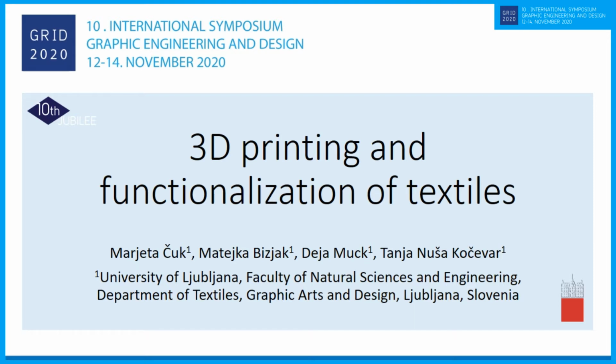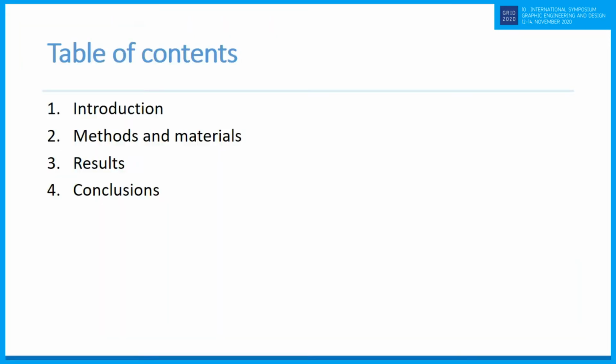Today I would like to present you 3D printing and functionalization of textiles. By the end of this talk, you will be familiar with combining different technologies like weaving and 3D printing. First, I'll go through introduction and the aim of the study. Second, I'll talk about materials and methods. Then I'll show you the results and at the end the conclusions.